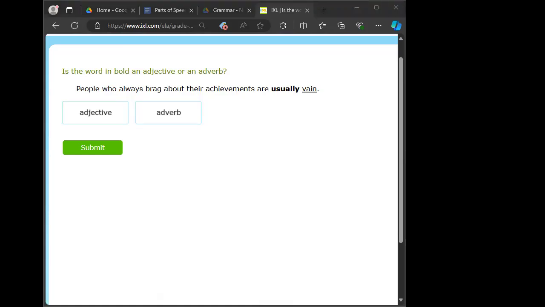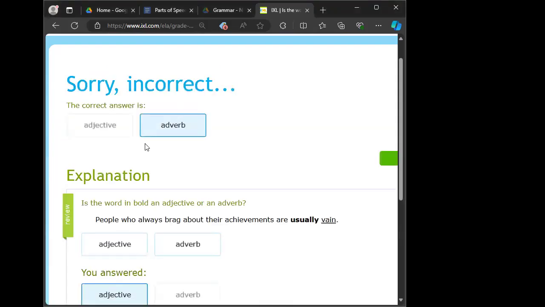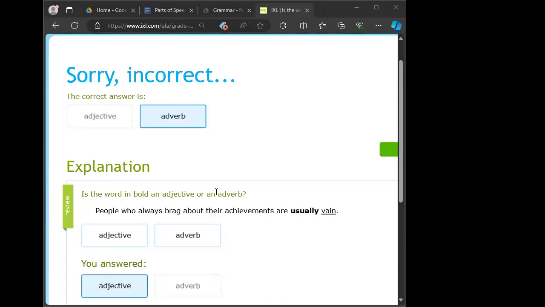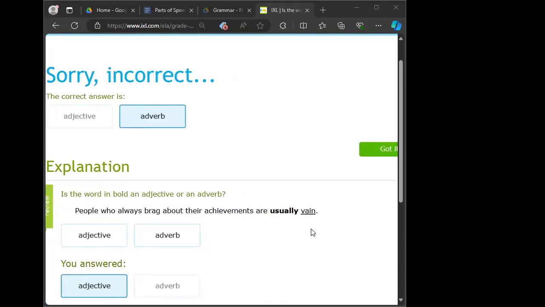Usually is the adjective. Oh, usually is an adverb because it seems to be describing how vain. Vain must be an adjective because I think vain is describing the people, and words that describe nouns would be adjectives. So I think that means that vain is an adjective.